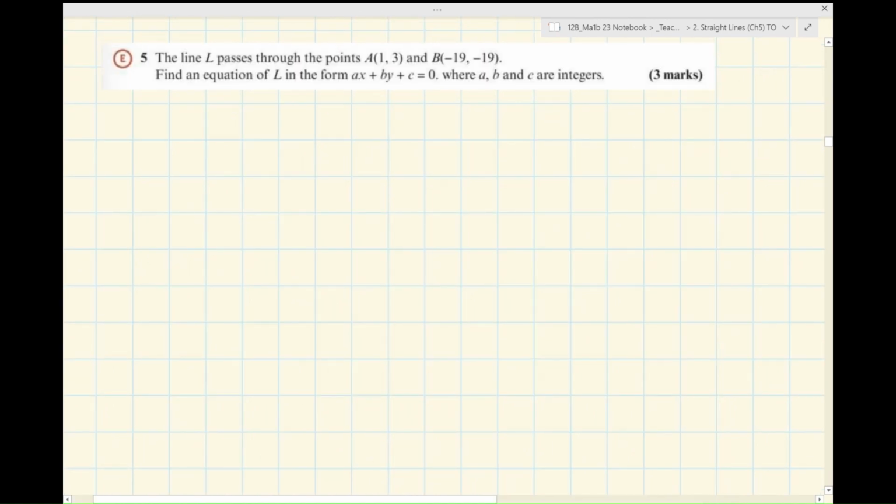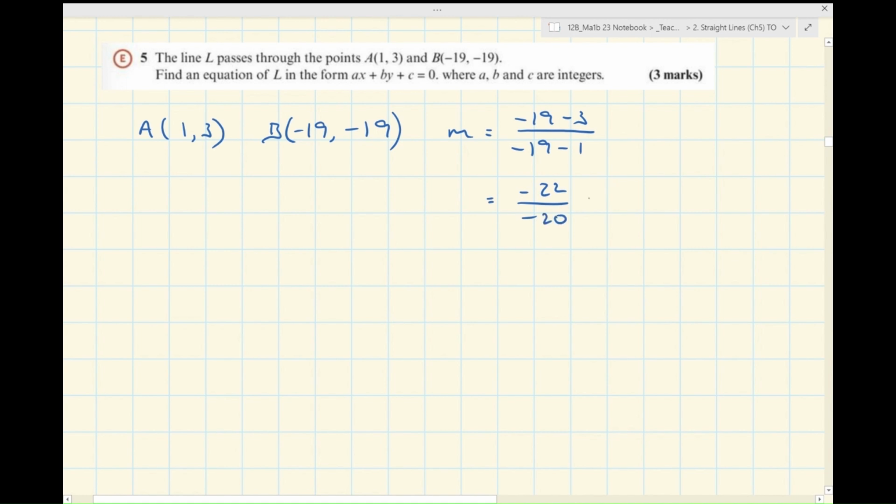Question 5, I need to find an equation for the line which passes through the point A and passes through the point B. So first thing I'm going to need to know is the gradient, and I'm going to work that out as rise over run, doing the coordinates of B subtract the coordinates of A. So the rise is the difference in the y coordinates, and the run is the difference in the x coordinates. So that's going to give me minus 22 over minus 20, which is 22 over 20, which is 11 over 10. So that's the gradient of my line.